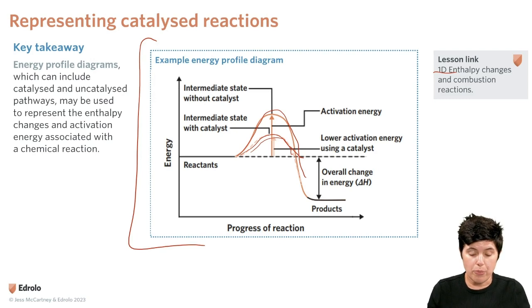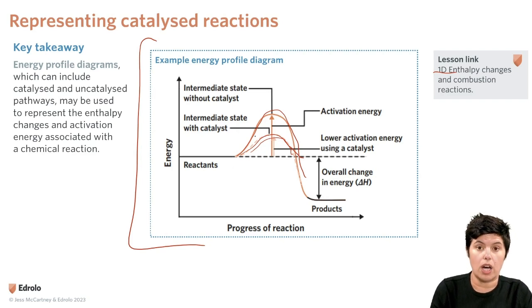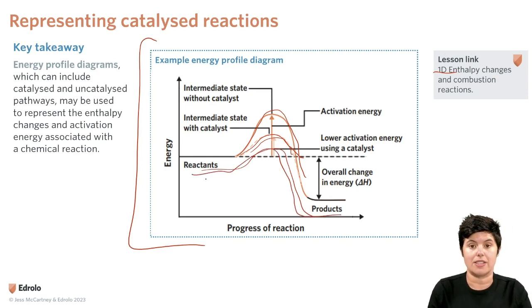So when you are representing a catalyst in an energy profile, you are always showing that lower activation energy. Now, you would notice that it does lower the activation energy for the forward reaction, so reactants to products, and also the backwards reaction, so products to reactants. So that's something to take note of, especially when we start talking about energy profiles in a few chapters' time. So it lowers the activation energy for both forward and backwards reactions.